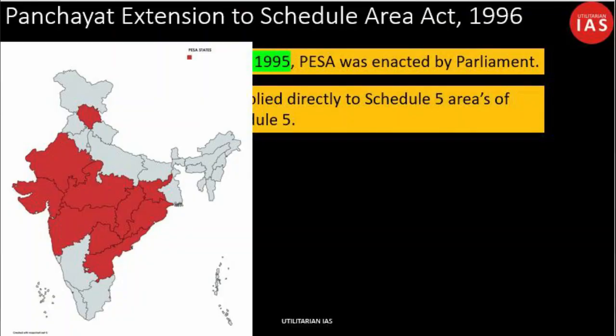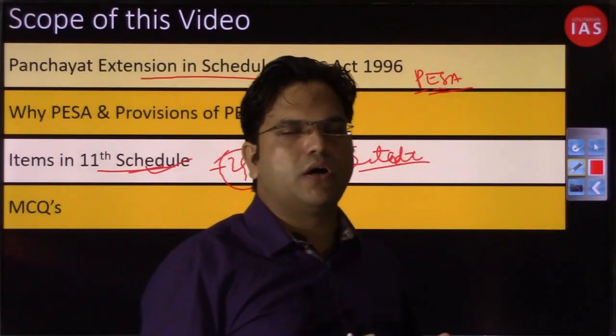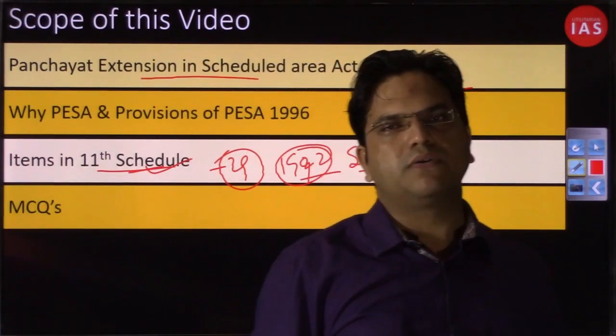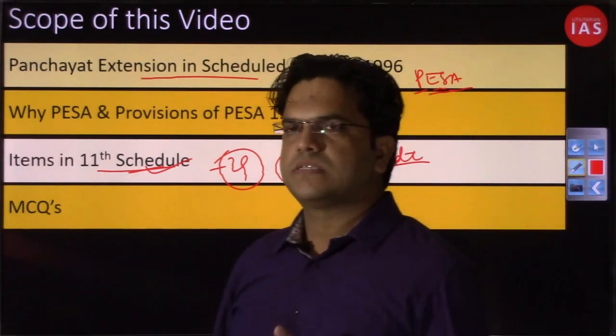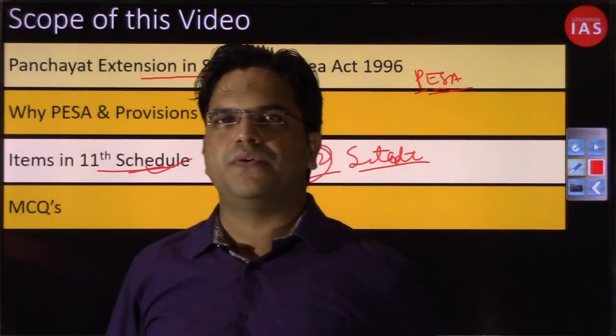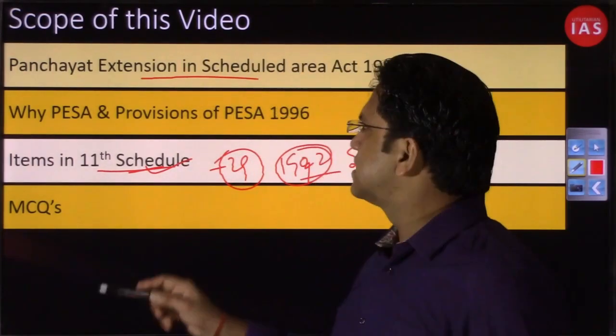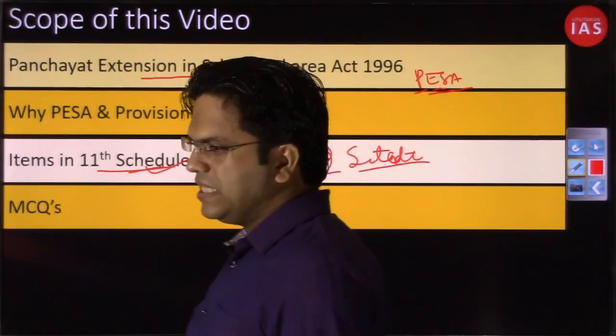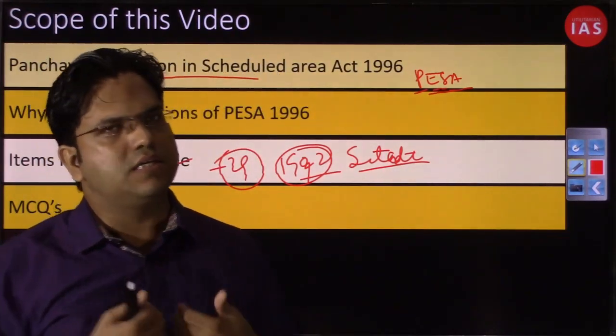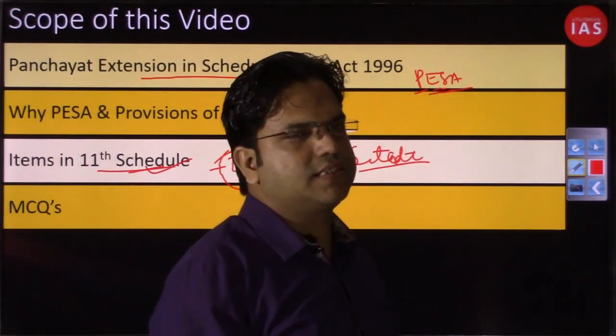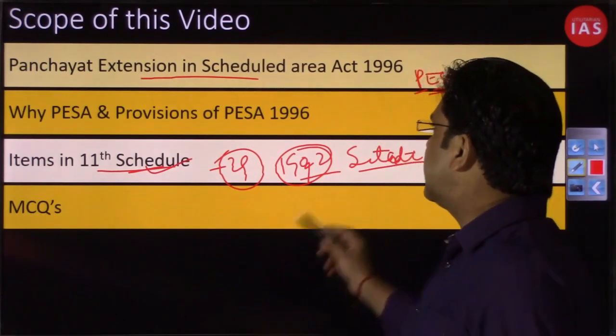There are 10 states in India which have certain pockets of schedule area. We'll see that, but as I already told you, the detailed discussion on the schedule area will come when we discuss the fifth schedule, which has a dedicated chapter. We'll discuss what is this Panchayat Extension in Scheduled Area Act 1996, which is popularly called the PESA Act.